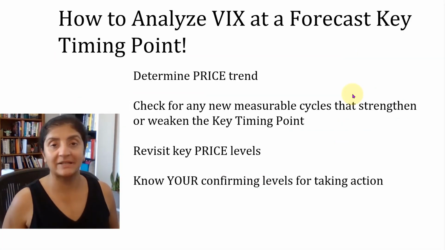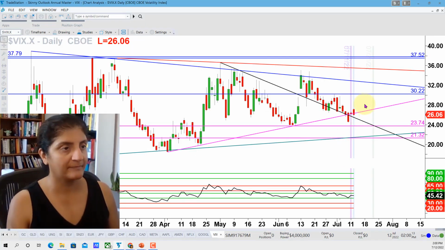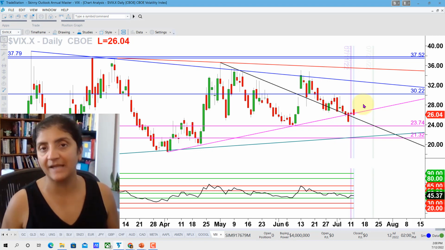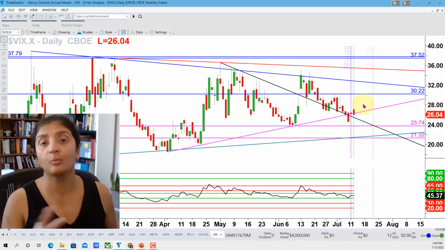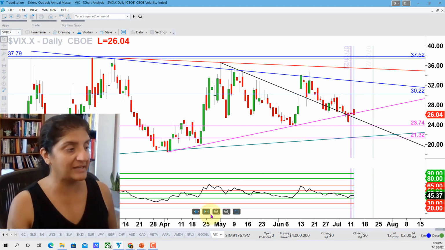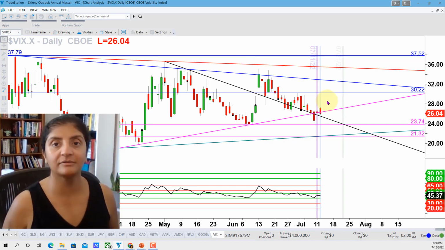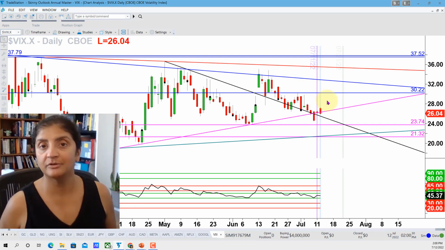Know your confirming levels for taking action. So now we're going to get really specific. If I was writing my skinny style report on this, and I'll talk more about my skinny style reports in a second, I would probably say something like this: Hey, the VIX is at a key timing point, July 11th, as shared in my mid-June tribe video.